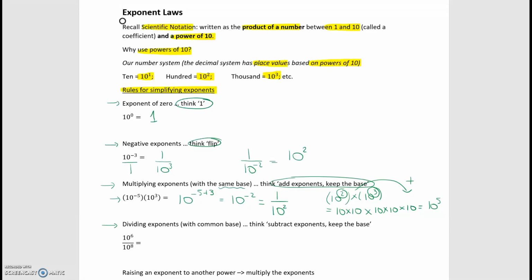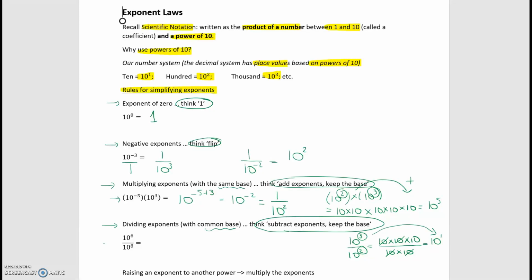Now looking at dividing exponents. Same common base of 10. Think, subtract exponents, keep the same base. Let's create a simple example. 10 to the 3 over 10 to the 2. That means 10 times 10 times 10 over 10 times 10. Notice the 10s. The first set of 10s can cancel, the second set of 10s can cancel, and you're left with 10 to the power, well, there's an invisible 1 understood there. So how did that work? That means that 3 minus that 2 gave you that answer.